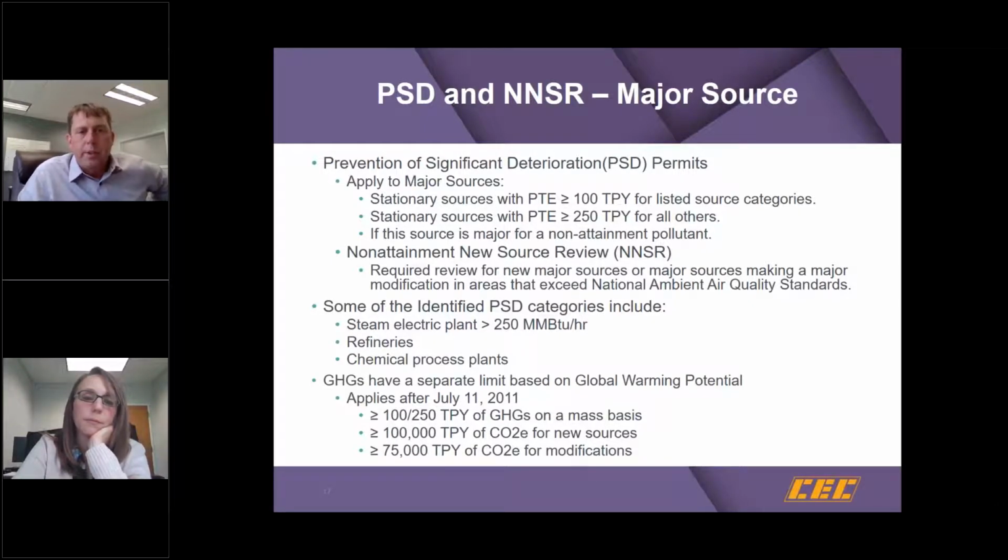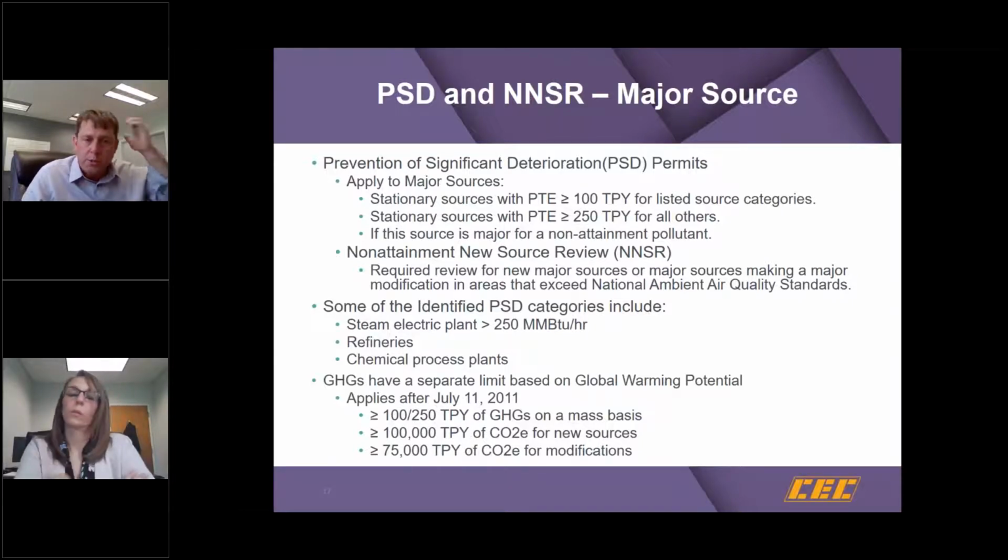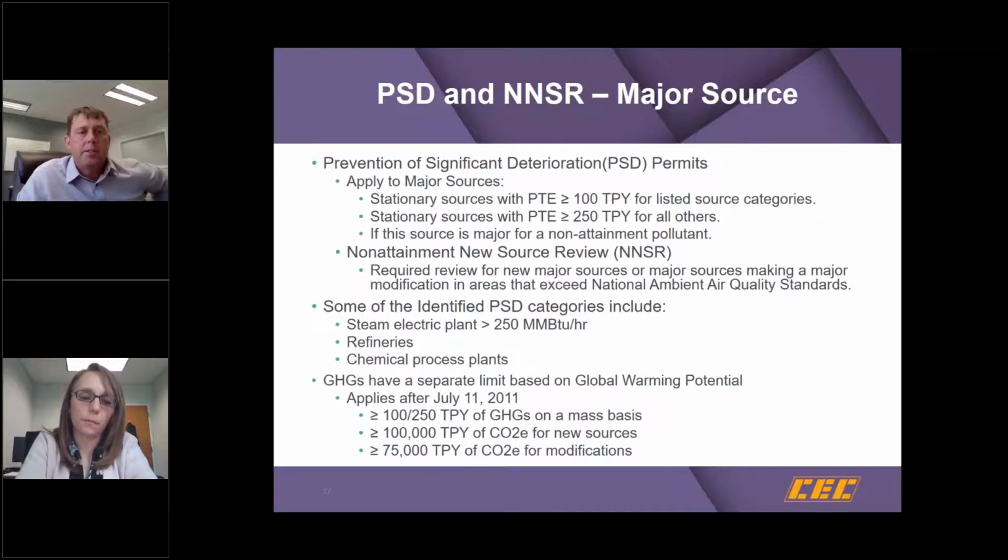Again, these are major sources with PTE greater than 100 tons per year for your listed source categories, and greater than 250 tons per year on your criteria pollutants for all others. And then the non-attainment new source review, it's required review for new major sources or major sources making major modifications in areas that exceed those NAAQS standards that I mentioned before, depending on what that pollutant might be. Again, hopefully nobody's dealing with these. These are a real headache.